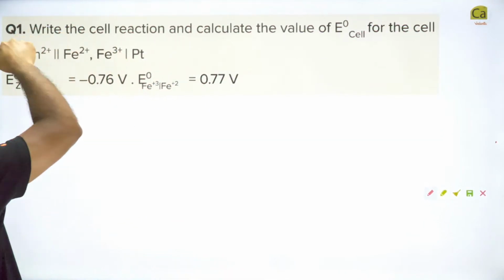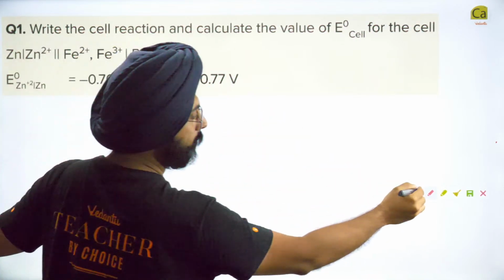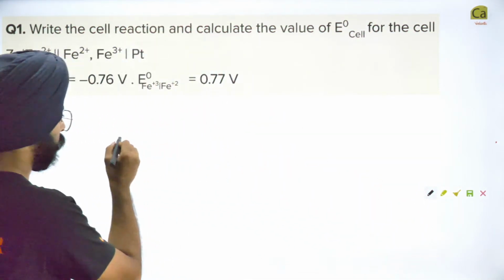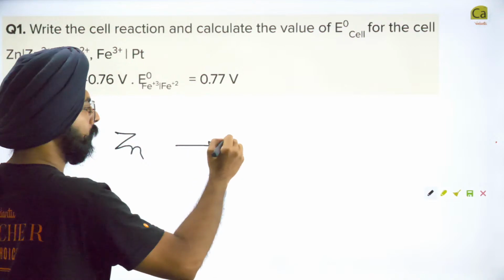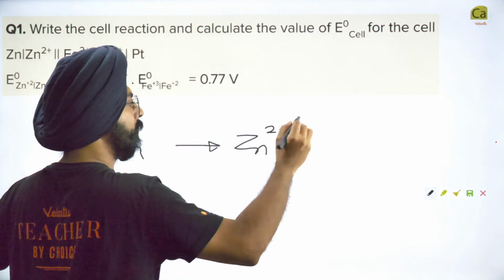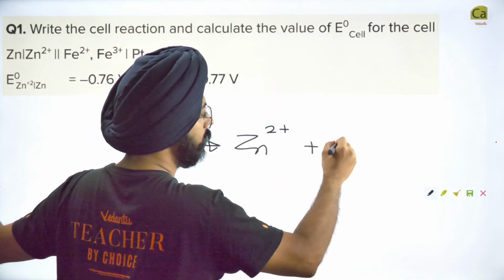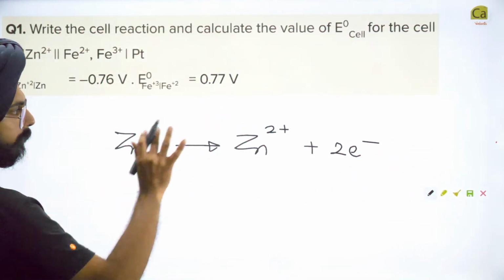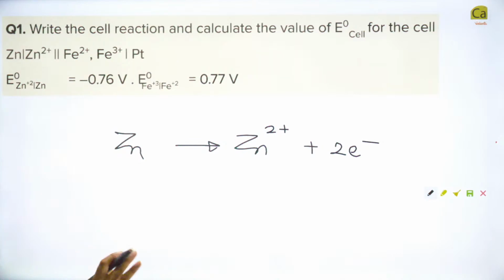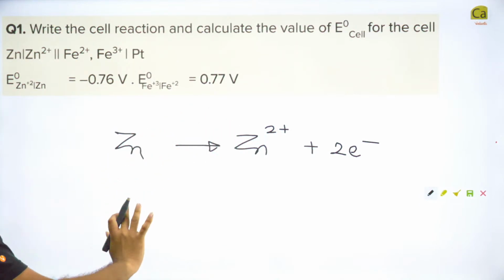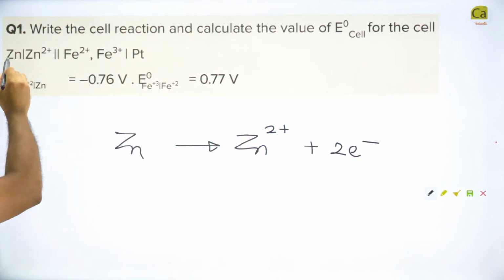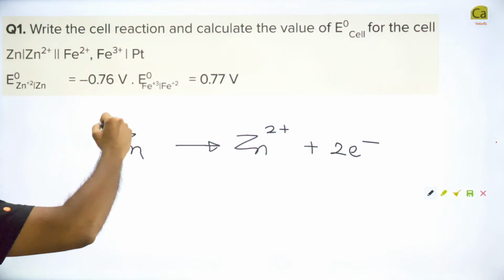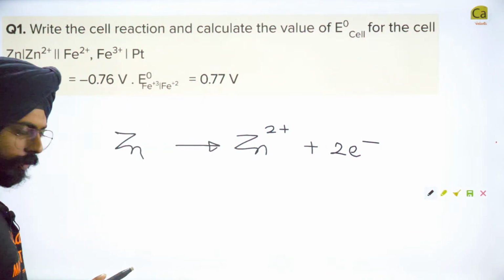First thing is zinc is going to Zn2+. That is very clear. ठीक है, तो यहाँ लिख देते हैं zinc is going towards Zn2+ and it will be releasing 2 electrons. Yes, this is pretty simple. Zn goes to Zn2+ plus 2 electrons, because zinc is on the left hand side, Zn2+ is on the right hand side. तो इन्होंने ऐसे लिख दिया. Okay, this is how they've written it.